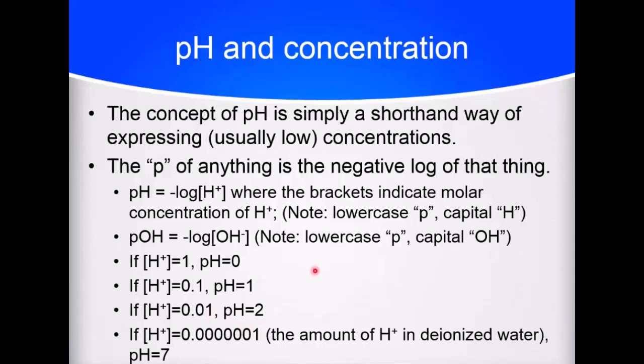So since these concentrations are usually going to be small, if we take the negative log of it, we can get rid of all the decimal places. We can get rid of writing it as an exponent. This is 1 times 10 to the minus 7 written here. This is 1 times 10 to the minus 2. This is 1 times 10 to the minus 1. 1 times 10 to the 0. Notice that in each case, the exponent is the pH.